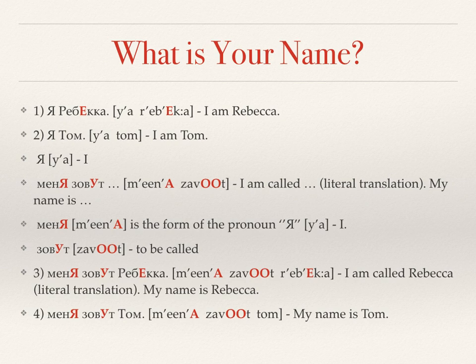Number 3. Меня зовут Rebecca. I'm called Rebecca. It's a literal translation. Or my name is Rebecca. Number 4. Меня зовут Tom. My name is Tom. Listen and repeat. Then pause the video and read these sentences.